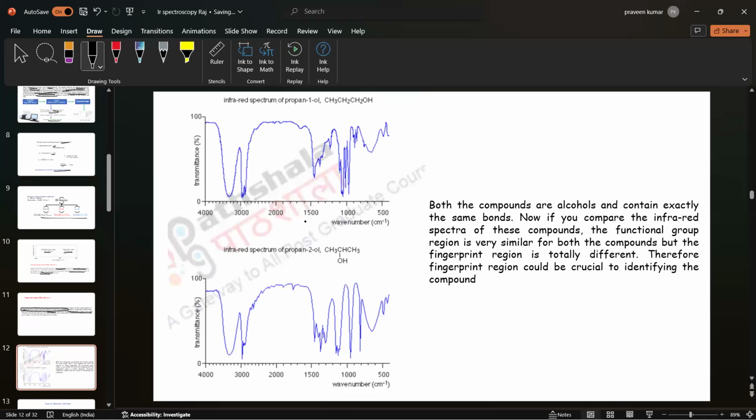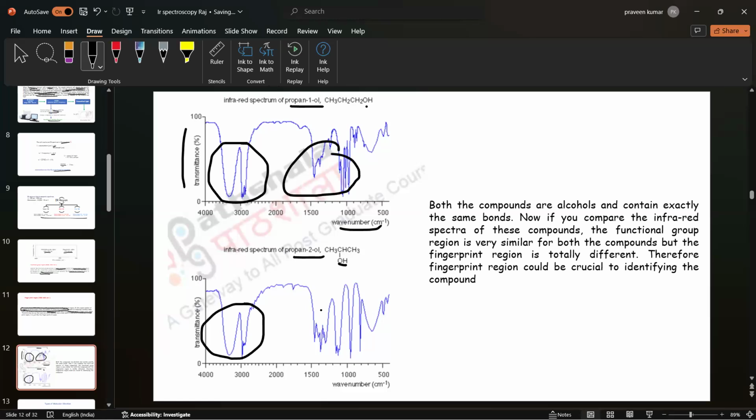See, guys, this is basically the IR spectra of two compounds, which are propan-1-ol and propan-2-ol. As I mentioned earlier, the y-axis consists of the percentage transmittance and the x-axis contains the wave number. As you can see, the functional group region is the same for both compounds because both contain the same functional group, which is the OH. But when coming to the fingerprint region, it is different for propan-1-ol and for propan-2-ol.